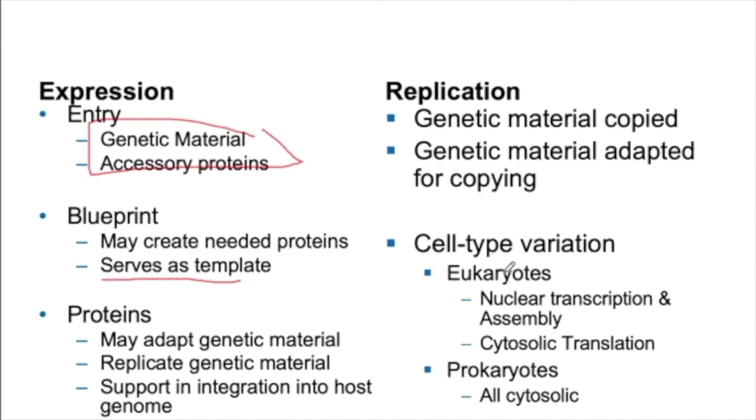The type of cell will influence how this process occurs. If it's a eukaryotic cell, the transcription and assembly of the messenger RNA will take place in the nucleus, and then the translation or the processing of the proteins itself will take place in the cytoplasm. For prokaryotes, everything will take place in the cytoplasm.